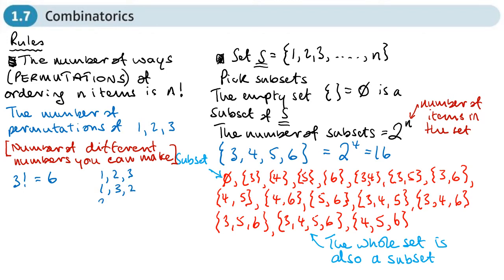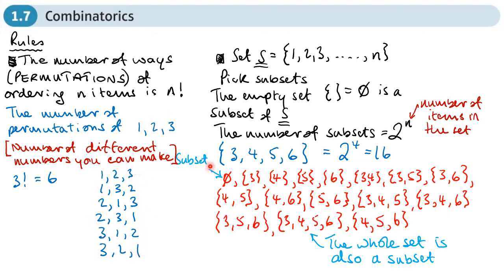So I'm going to actually list them so you can see. If I listed all the different permutations of 1, 2, 3, I can write it as 1, 2, 3, 1, 3, 2. That's a different permutation, a different ordering. 2, 1, 3, 2, 3, 1. I'm trying to be systematic in the way that I list them. 3, 1, 2, and lastly 3, 2, 1. So I can see here 1, 2, 3, 4, 5, 6. So I've got that list right. So 3 items, and these are all the different permutations.